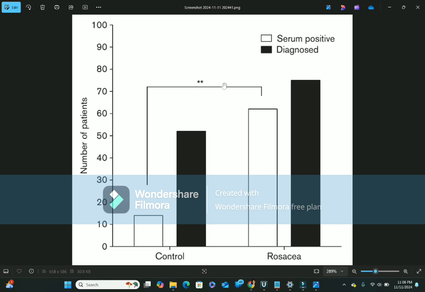The stars indicate a significant value, indicating a relationship between rosacea or immune response and the bacterial proteins. This provides evidence that the researchers' hypothesis is correct.